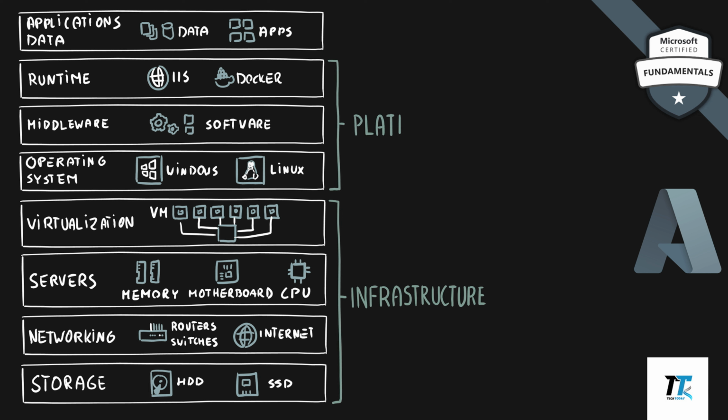The next layers can be grouped as platform layers, so operating system, middleware and runtime. So all the software, all the system and configuration that is required for you to run the application, but not the application itself. And the last part, the application and the data itself, is the so-called software layer. And the as-a-service part of our episode means who will manage what.